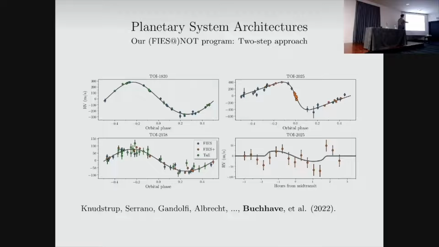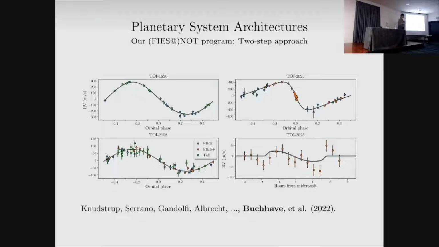You can see we have 3 Jupiter-sized planets here. 2 of them are actually warm Jupiters, a bit further away from their star than the hot Jupiter. That's the first step in our 2-step approach. The next step is to go in and make some measurements during transit. You can see here we've used FIAS to measure the system during transit.